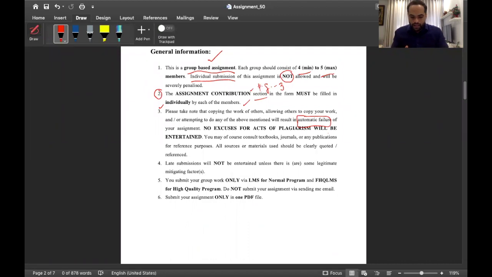Do not help other groups, let them do their own work. You just do your work. Keep your work confidential. Do not share your information with other group members. Do not help other group members. Keep your work secret. Right.